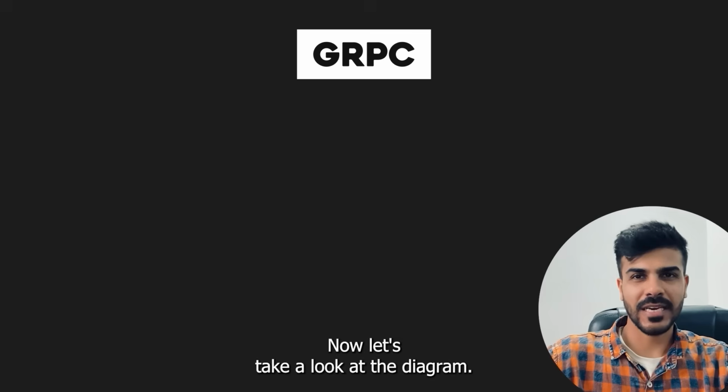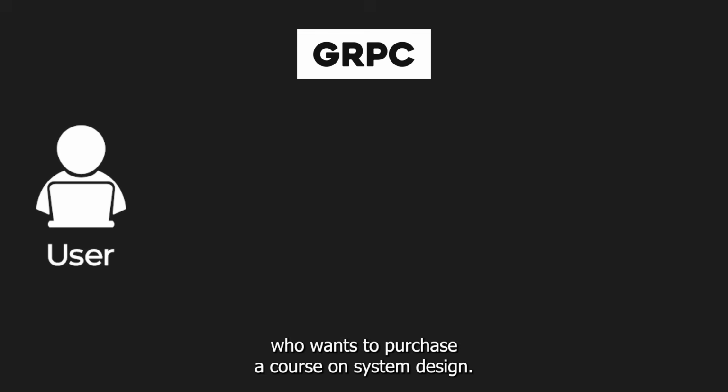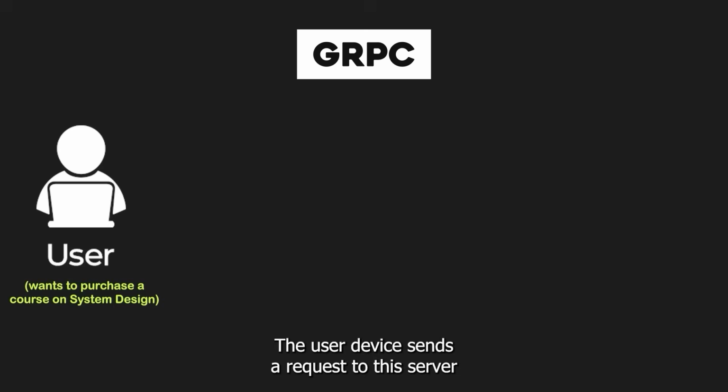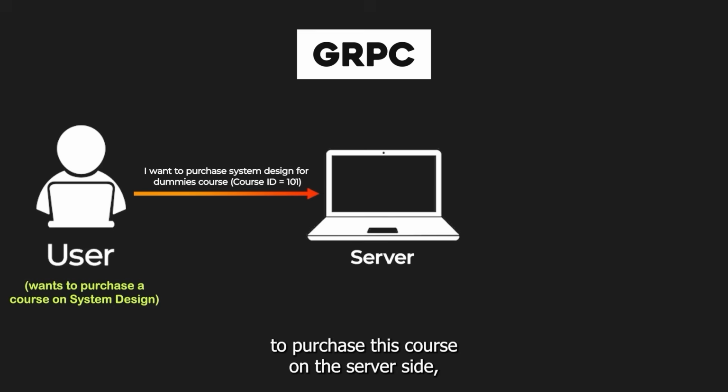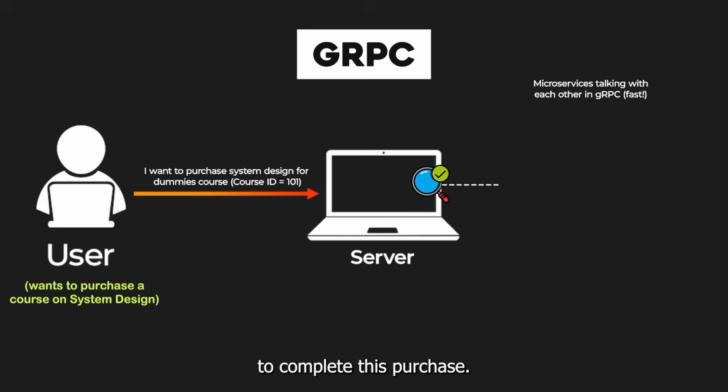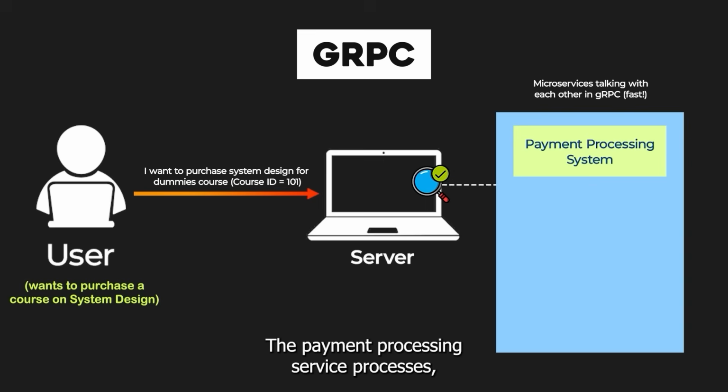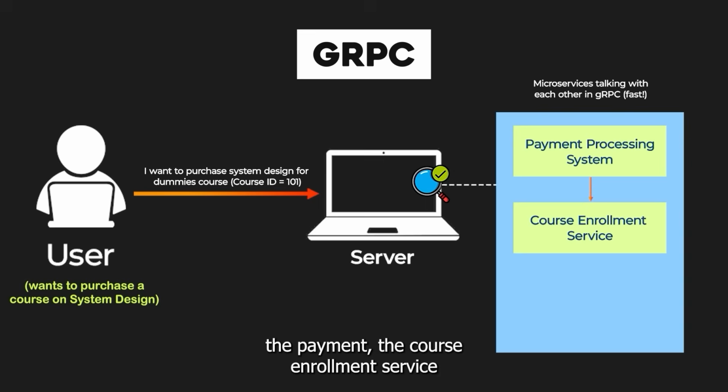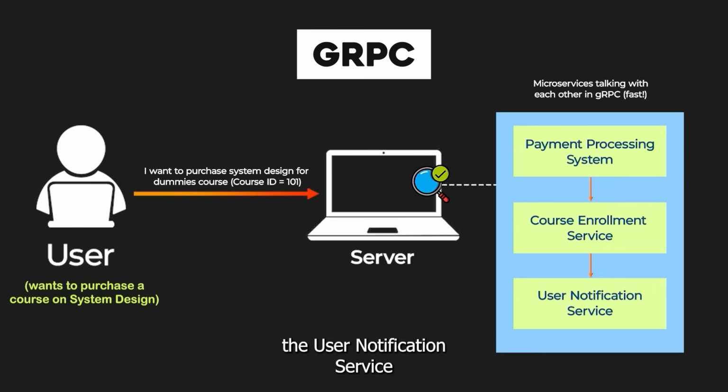Now let's take a look at the diagram. On the left, we have a user who wants to purchase a course on system design. The user device sends a request to the server to purchase this course. On the server side, microservices are talking to each other to complete this purchase. The payment processing service processes the payment. The course enrollment service enrolls the user in the course. The user notification service sends a notification to the user confirming a successful purchase.